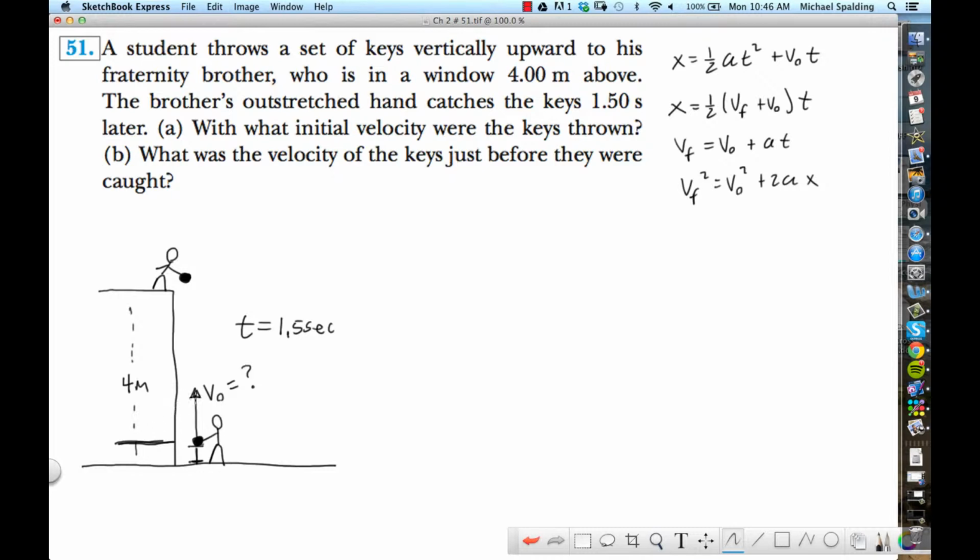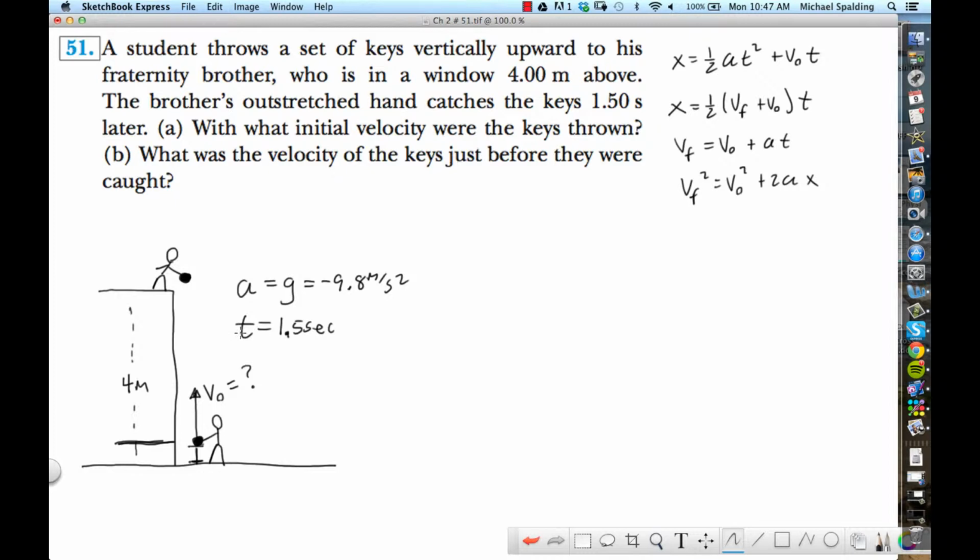All right, so we've got time. What else do we have? It's not specifically stated in the problem: gravity. Once the keys are out of the person's hand, we know that the acceleration of the keys will be gravity, which is negative 9.8 meters per second squared.